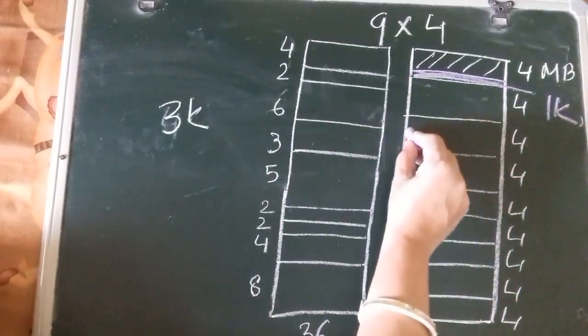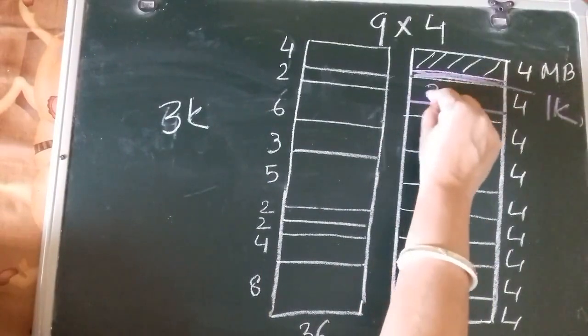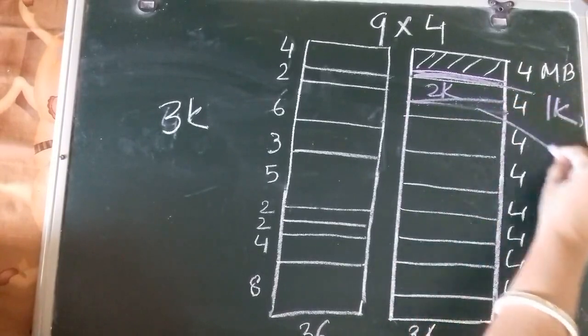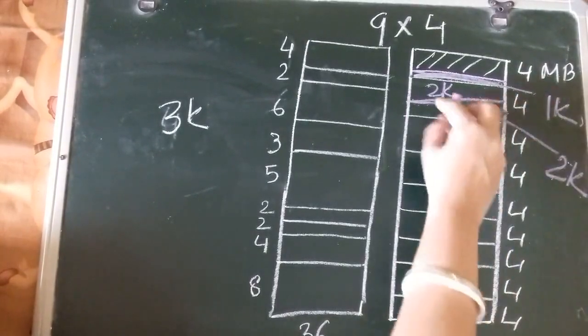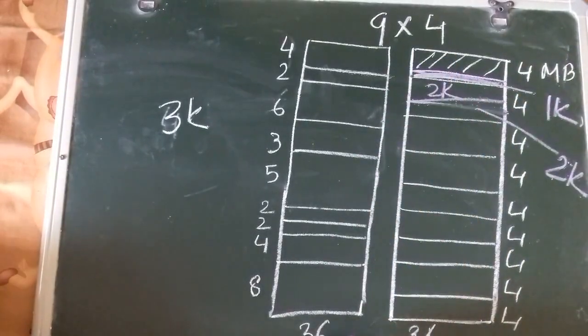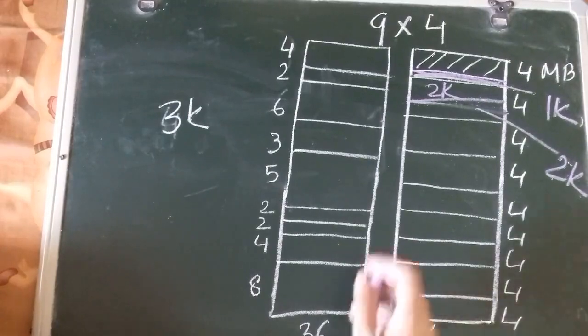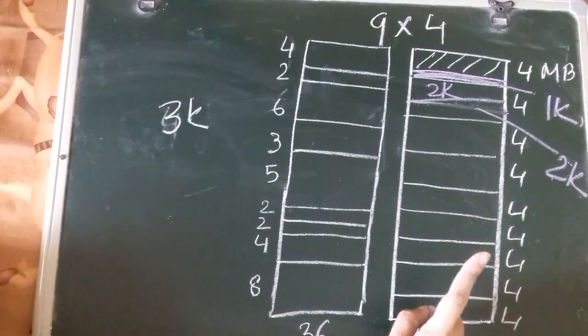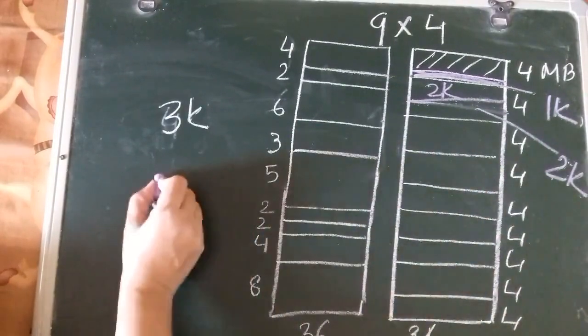Similarly, if one more 2K process comes, what will be the wasted space? Wasted space will be 2K. So this 2K will be called internal fragmentation. You can see here that in both cases internal fragmentation happens. I will tell you once again what internal fragmentation is.